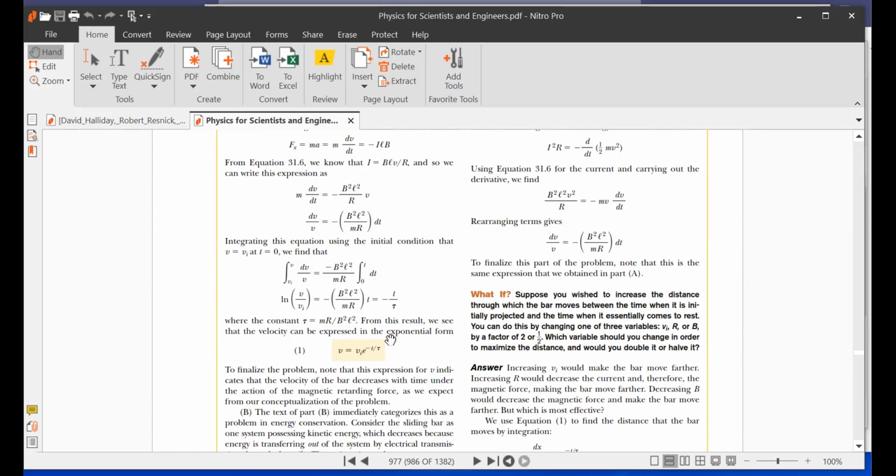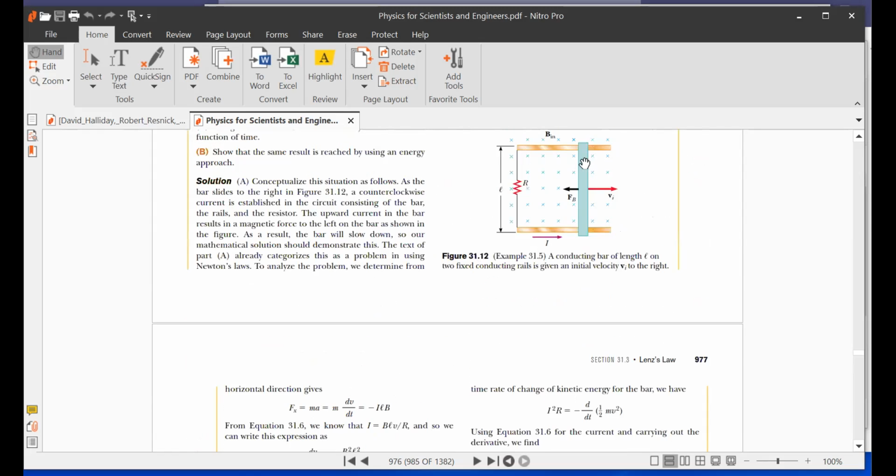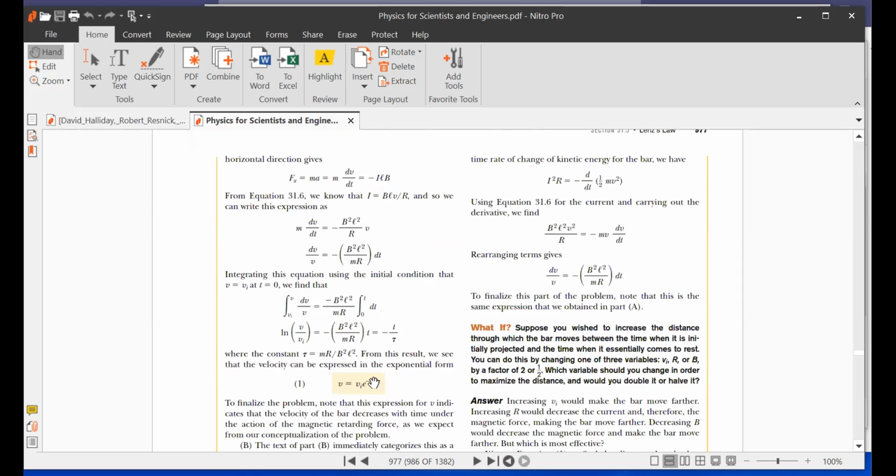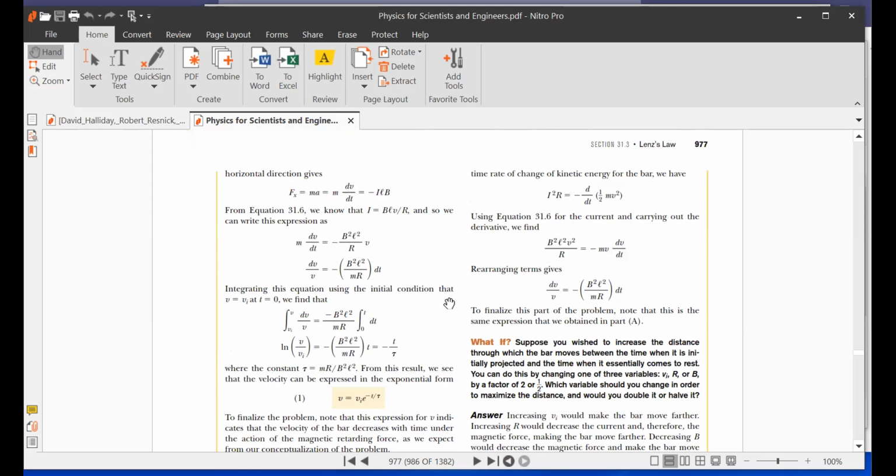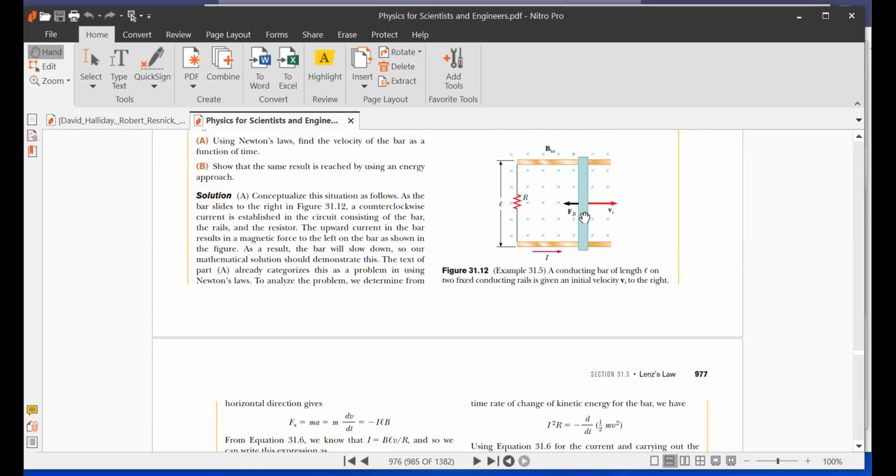You see that because there is no applied force acting on this rod, the terminal velocity is equal to 0. Terminal means that we take time t going to infinity. So the rod at the end will be at rest.